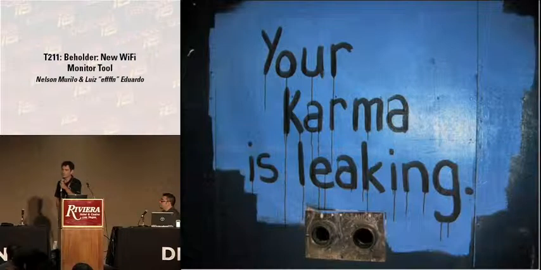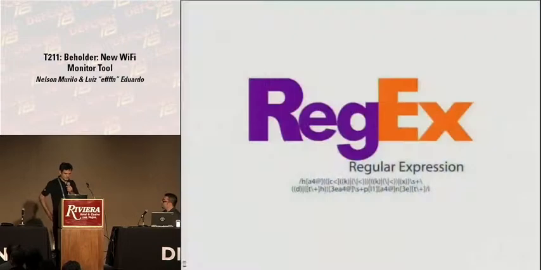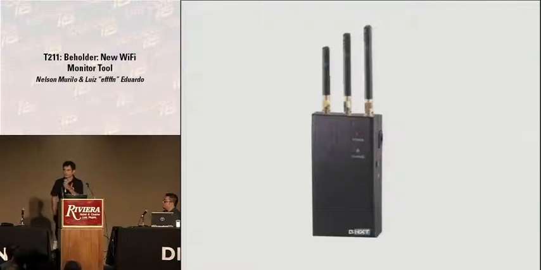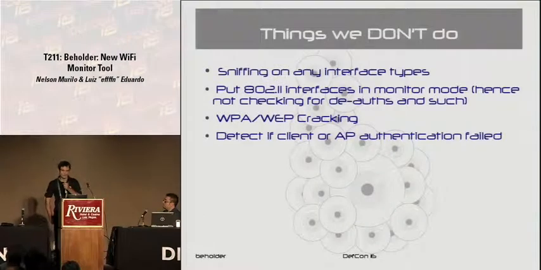Beholder can detect Karma. I will show it to you. And you can use regex, regular expressions, to select exactly what you want to be alerted about. It can also detect if an access point suddenly disappears, for example to see if somebody uses a jamming signal.